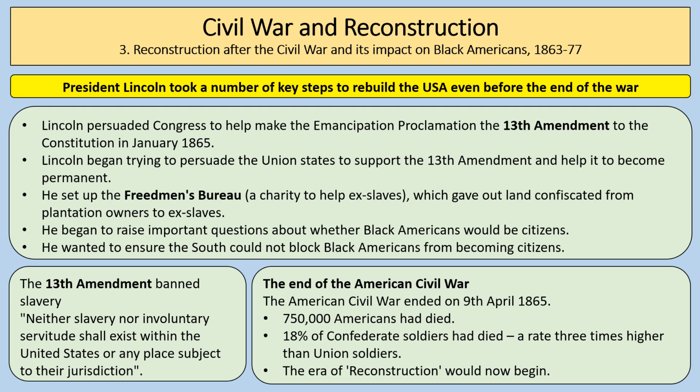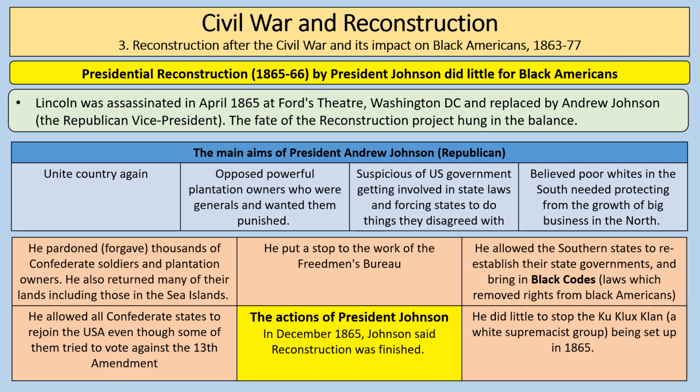750,000 Americans died, with 18% of Confederate soldiers dying, a rate 3 times higher than Union soldiers, and this led to the era of Reconstruction. Now, Lincoln was assassinated in April 1865 at Ford's Theatre in Washington and replaced by Andrew Johnson, and this meant the fate of the Reconstruction project hung in the balance.